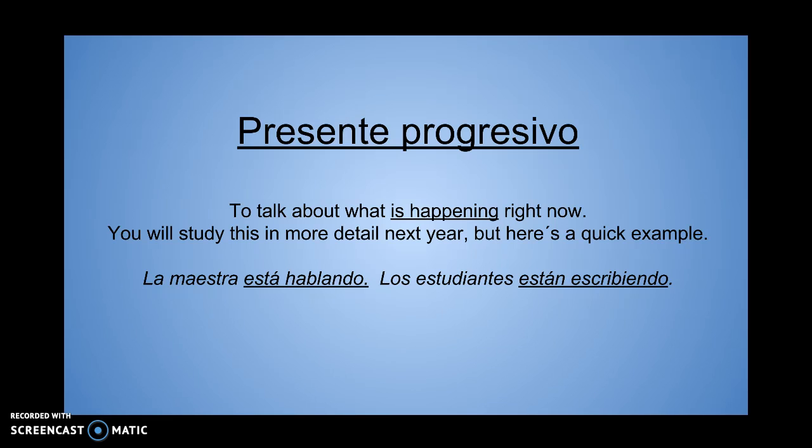We use the present progressive to talk about what's happening right now. It's really used for emphasis to let a listener or a reader know that whatever is going on is happening right at the moment that the individual who is talking is speaking. A quick example is la maestra está hablando, los estudiantes están escribiendo. The teacher is talking, the students are writing. Like I said, this is something just for your information, but you'll get more information about it next year.